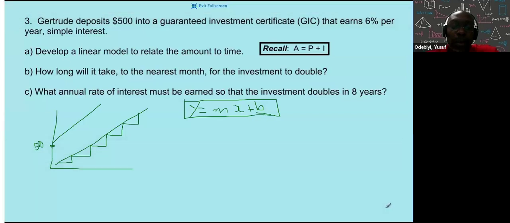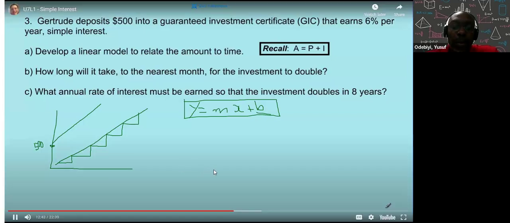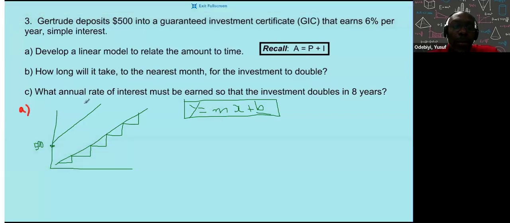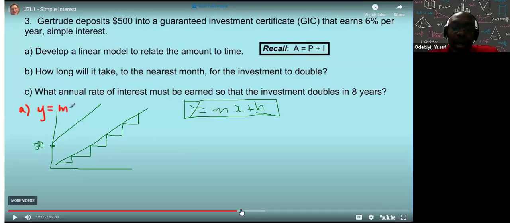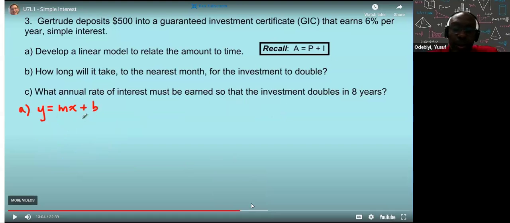Part A asks us to develop a linear model to relate the amount that's in the account to time. So here's what we can do. If we're relating it to a linear model, remember linear models we can always write as y equals mx plus b. That's the equation, so that's what I wrote there. That's what we're trying to come up with. I'm just going to clear my screen here so we can see it better.